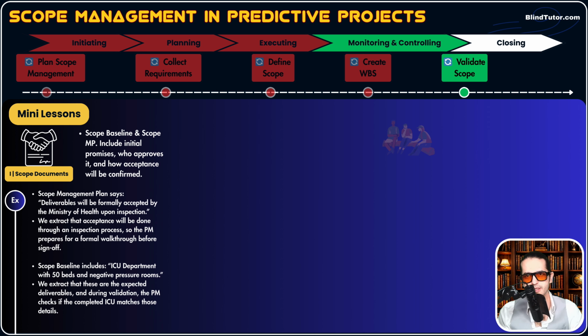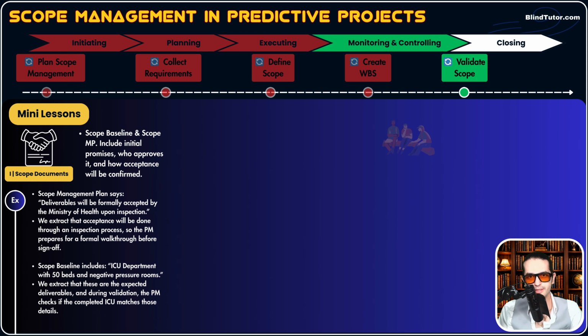And how does scope baseline help us? Scope baseline actually includes the promised list. Okay, that frozen list, that locked document, all of the deliverables our client wanted is listed in that scope baseline. We need to review it and double check with a delivered deliverable.